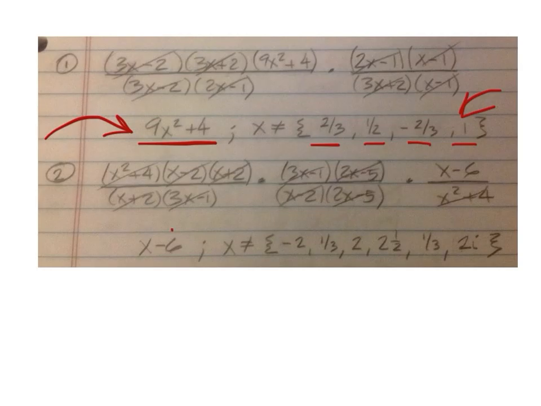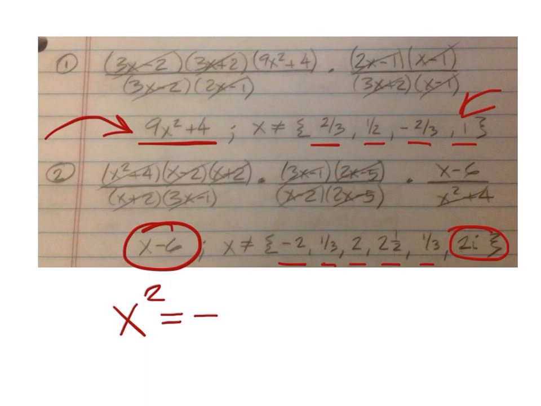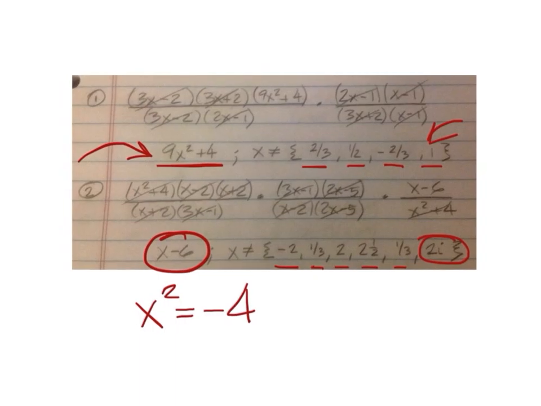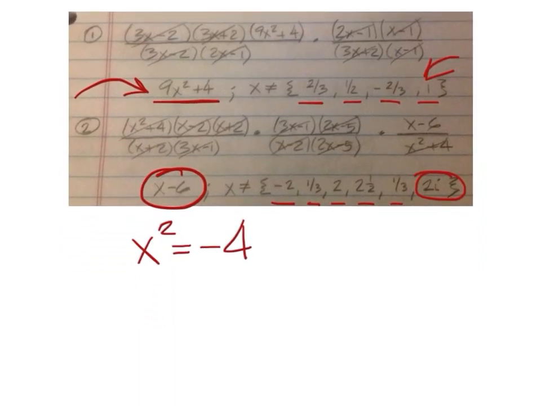And then for number 2, x minus 6, and the values x cannot be are negative 2, 1/3, 2, 2.5, 1/3, and 2i. If you'll remember, x squared equals negative 4, when we did the imaginary numbers previously a while back. Square root of both sides gives me x equals 2i.